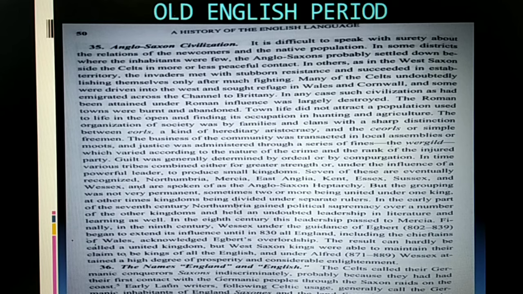The Roman towns were burned and abandoned. Town life did not attract the population, used to life in the open and finding its occupation in hunting and agriculture.